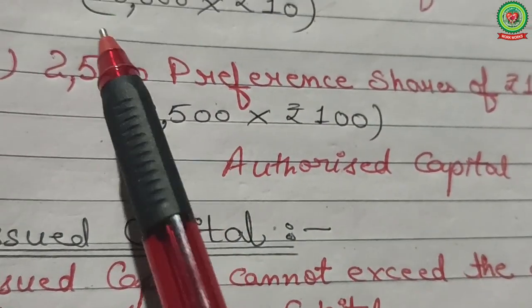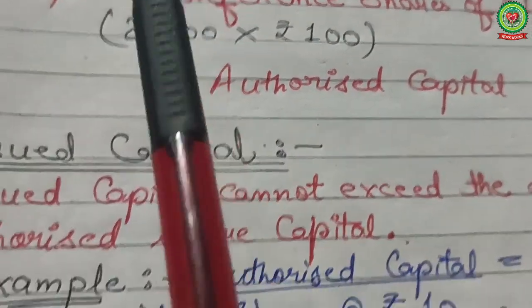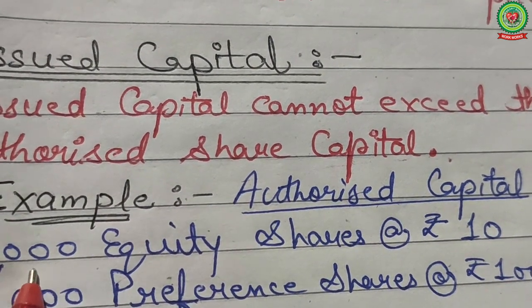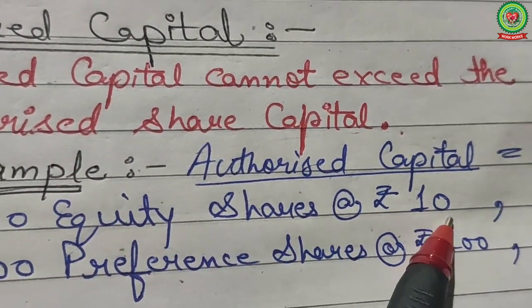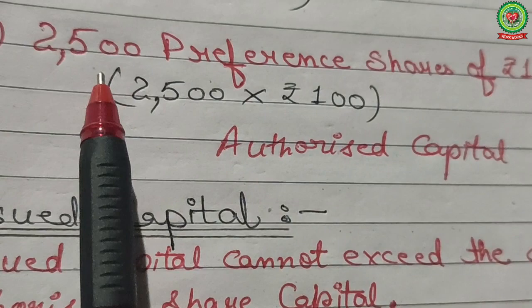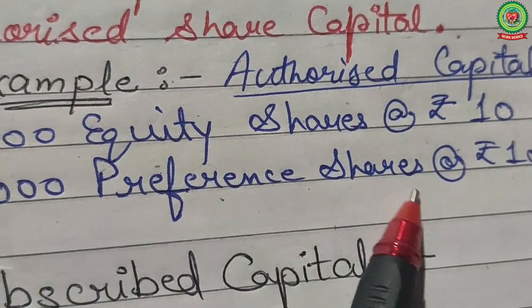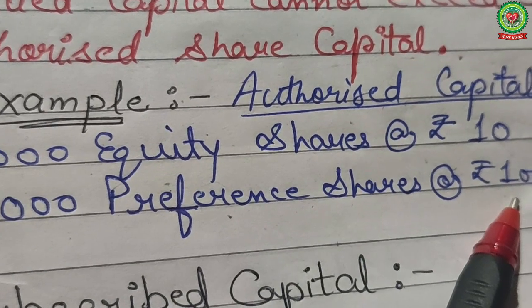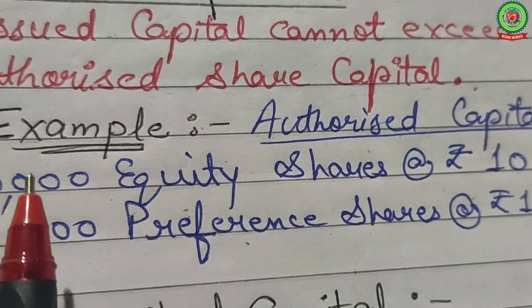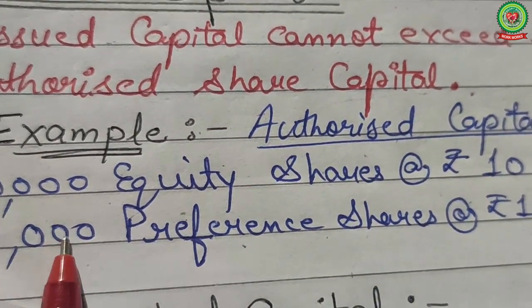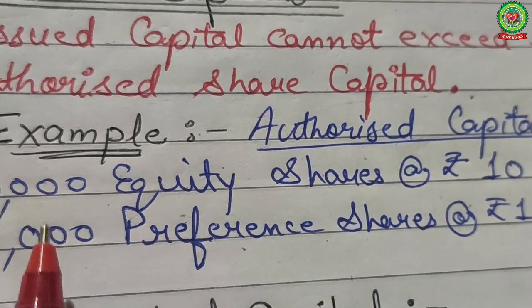So see, first of all, the company issued 75,000 equity shares. Out of 75,000, only 60,000 equity shares of 10 rupees each. And out of 2,500 preference shares, the company issued only 1,000 preference shares of 100 each. So your authorized capital of 10 lakh is more as compared to your issued capital.